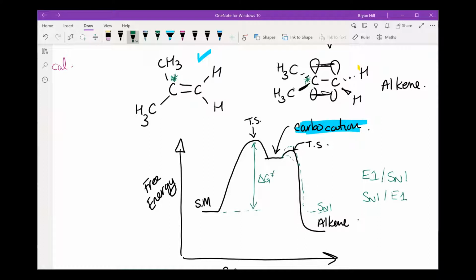And it just depends upon what you've got, what your solvent is, what your Lewis base is. Is it a better nucleophile than a base, or is it a better base than a nucleophile? And that would influence the ratio.